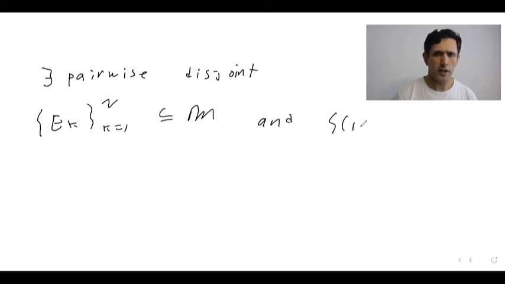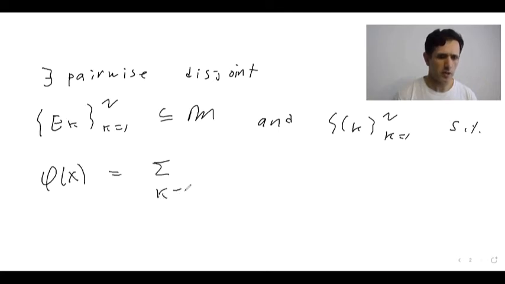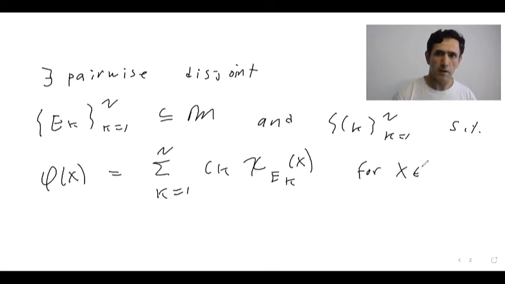And real numbers, c_k, where this function here is just given by a linear combination of characteristic functions. Yeah, so every simple function is just a linear combination of characteristic functions. Right.